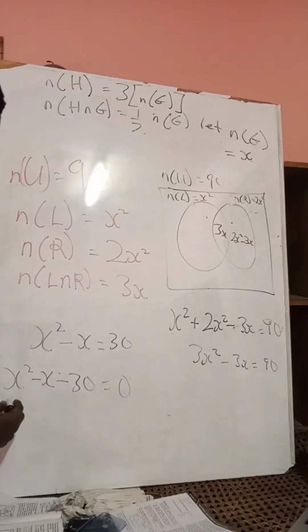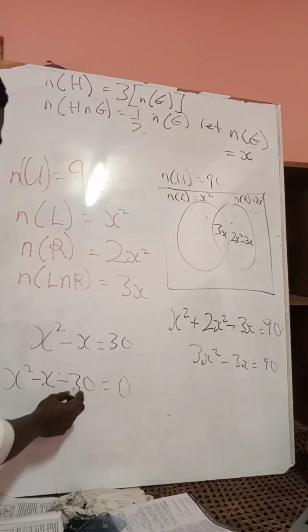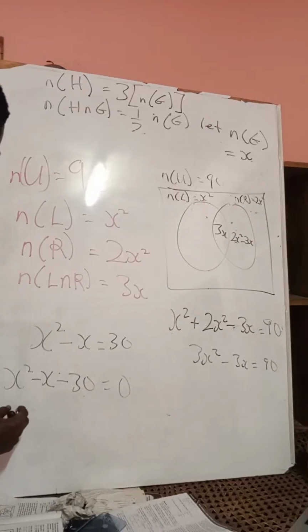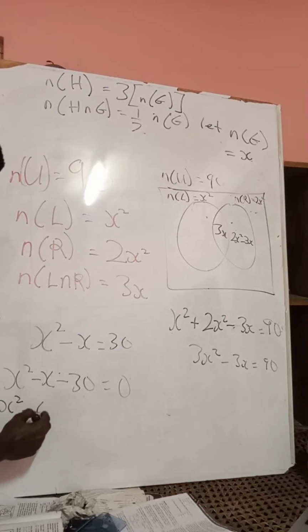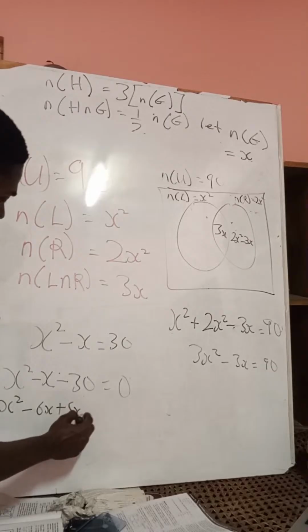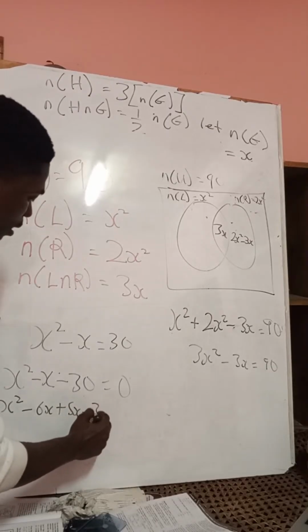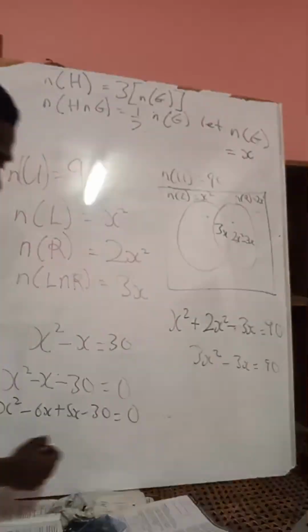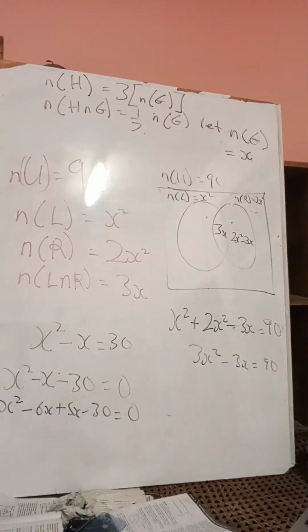You'll be having x squared minus x minus 30. This is the same as, by factorization, what are the two factors that you can use? x squared minus 6x plus 5x minus 30. You've even forgotten factorization. So here, then we split them.